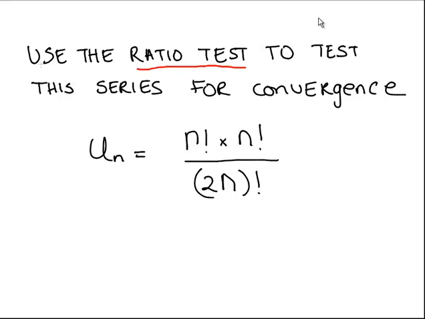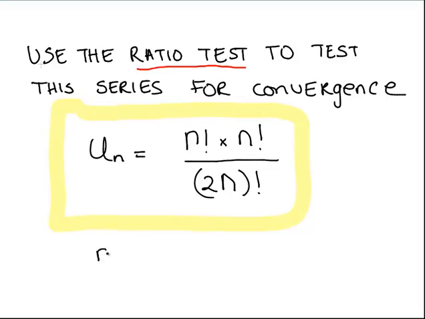In this presentation, what we're going to do is use the ratio test to test this series for convergence. Essentially, I just chopped a bit out of the question, but what I have here is the general term for the series: u of n equals n factorial times n factorial over (2n) factorial. So just be careful about that.